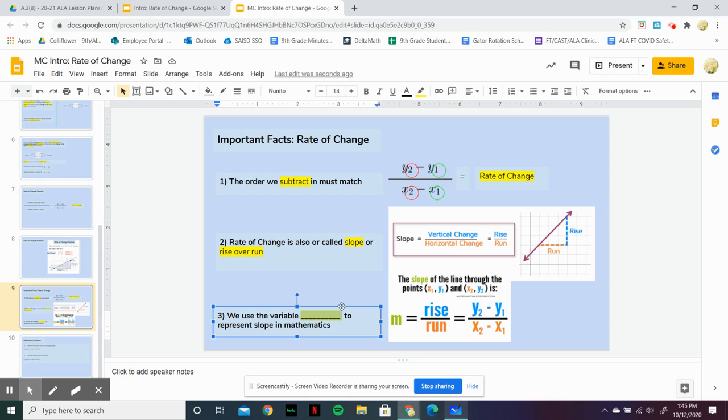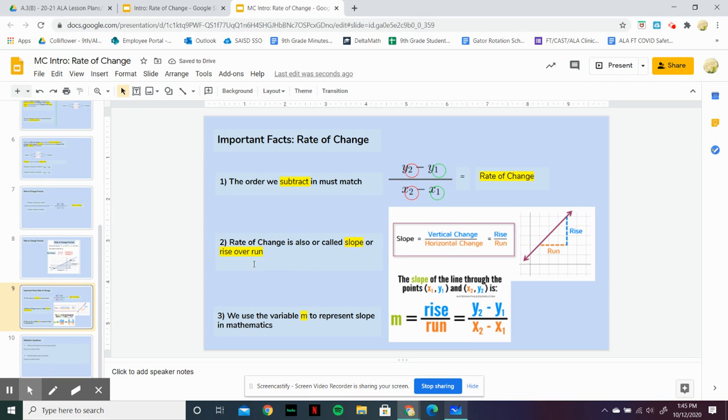The third important thing to note is that we use the variable m to represent slope in mathematics. M as in, I love slope. So here in this picture, you can see that the slope of the line through the points x1, y1, and x2, y2 is m is equal to rise over run, which is equal to y2 minus y1 divided by x2 minus x1. So now we have many different ways to think about the definition of slope and the slope formula.